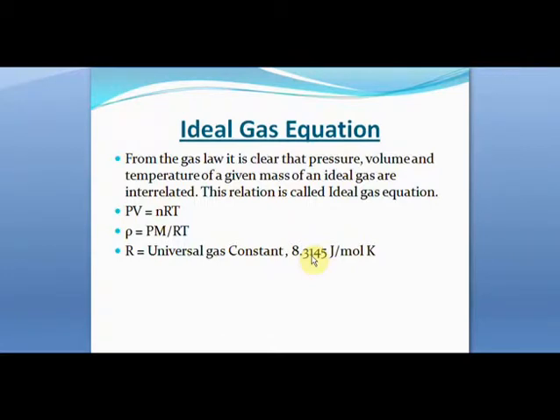Here P is the pressure of the gas, V is the volume of the gas, T is the temperature of the gas, n is the number of moles of gas under consideration, and R is the universal gas constant, and the value of R is 8.3145 joule per mole Kelvin. So first we'll see how we arrived at this ideal gas equation.